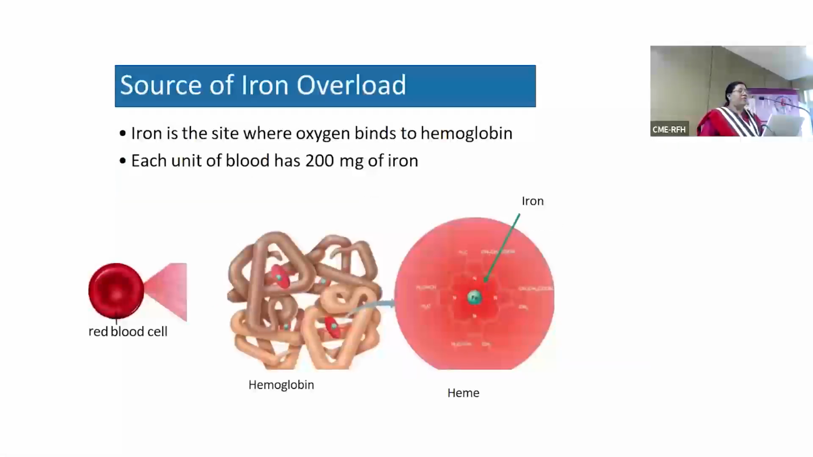We all know why iron is required. It is a source of oxygen-carrying capacity, which gives oxygen to every tissue through hemoglobin. Each unit of blood, each bag, gives 200 milligrams of iron.